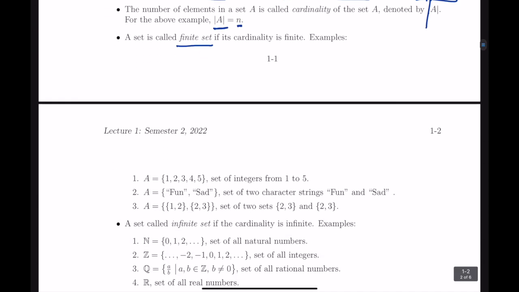Examples include, suppose you take the set of integers 1 to 5, then this is a finite set which has only 5 elements. Or you can have a set which has two elements, two strings, here fun and sad. Or you can even have a set which consists of other sets. So {1, 2} is a set, and {2, 3} is another set, and A is a set that consists of these sets.